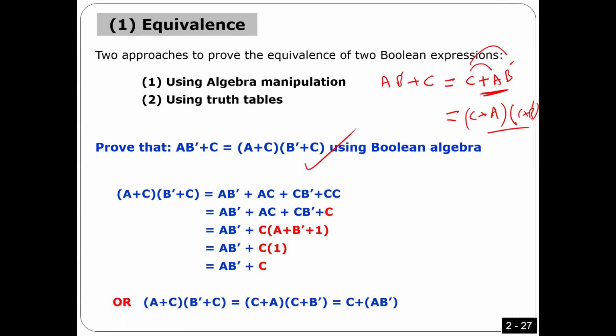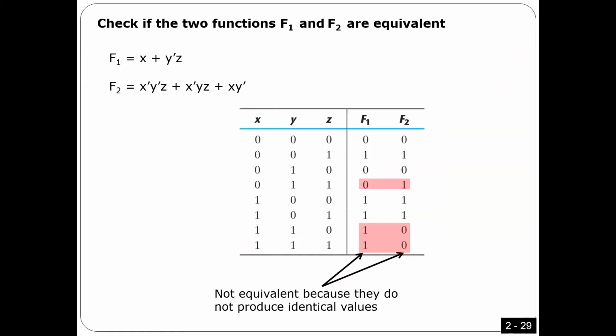So there are different ways. Anyway, I have another example here. In this example, I give you two functions, f1 and f2. This function here is x or y prime z, and then we have this function as well. Every function has three variables, x, y, and z. And here I'm asking you to check if these two functions are equivalent using a truth table.